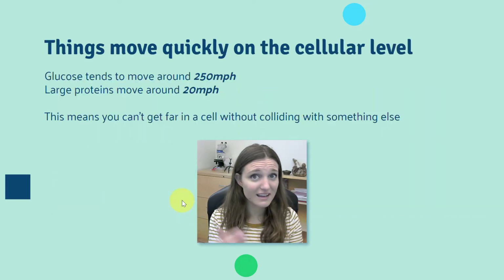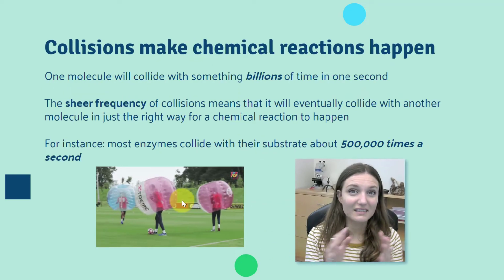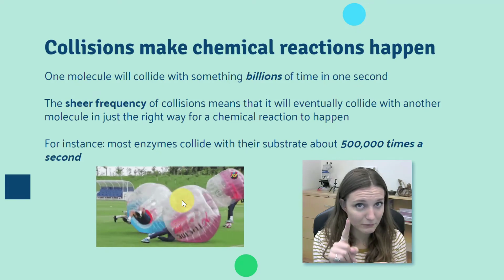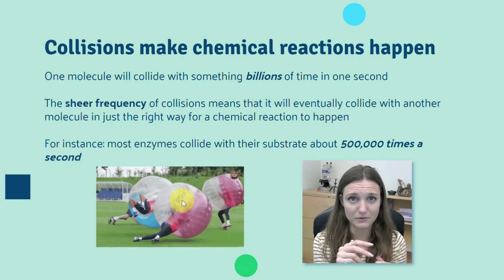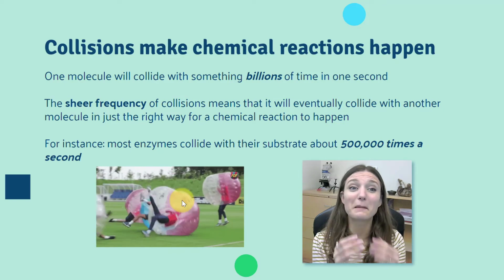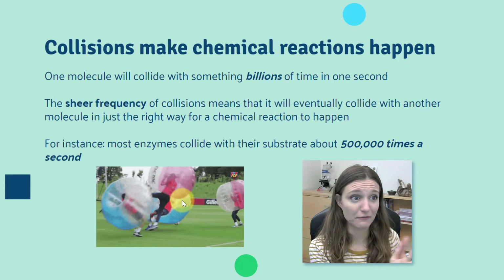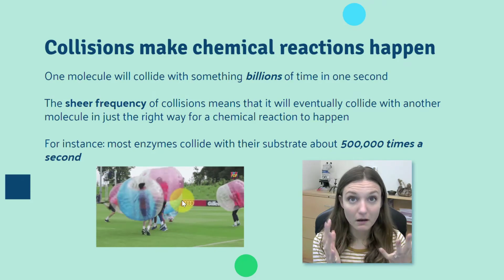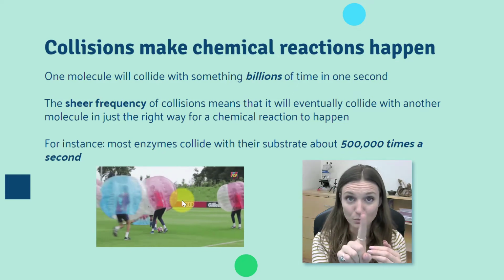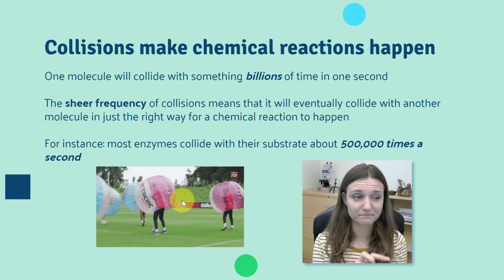Because they're moving so quickly, you're going to quickly bump into something else and bounce off, bump into something else and bounce off, right? We are so chock-full and everything is moving so quickly inside of our cells that one molecule, if we were to follow one molecule of like glucose or fructose or something, it would bump into another molecule or something else inside the cell about 1 billion times per second. 1 billion collisions per second on average. I can't even fathom that, right? And that's just one molecule within our cell. And we have trillions of molecules inside of our cells.